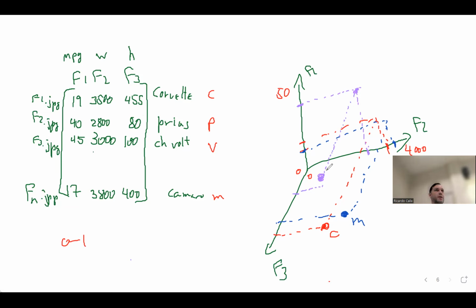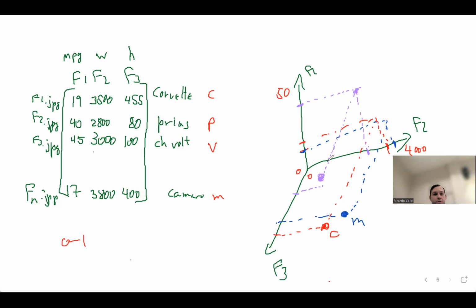Do you see that the distance between these two is shorter than the distance to this one over here, right? Now let's do the last one, which is the Chevy Volt. That was the other one that's similar to it. So the Chevy Volt is V. Let's change colors.